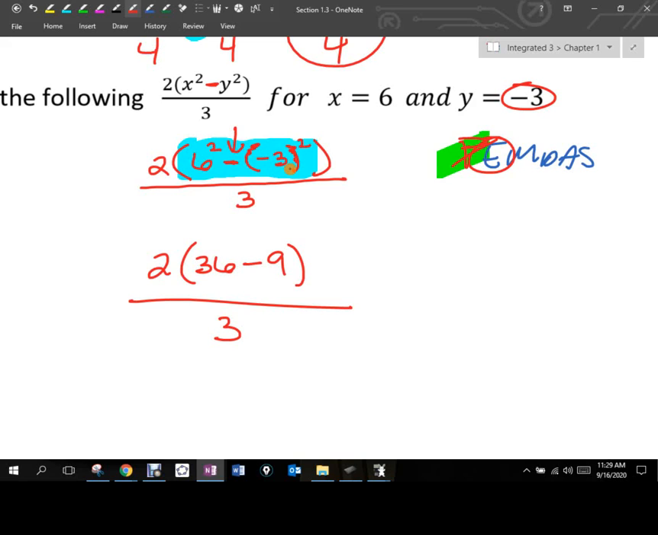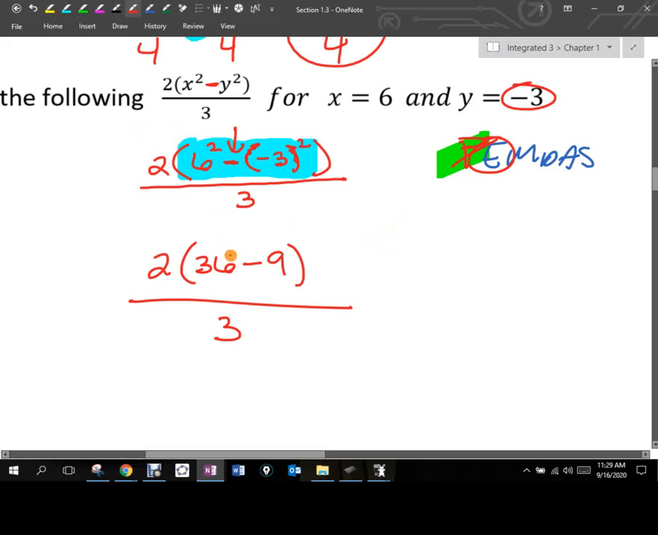So now we've evaluated that, we've rewritten, and I've got to go through this again. Are there still parentheses? Yeah, so I'm going to focus on the parentheses. I'm going to do the work that's inside there. What's 36 minus 9?